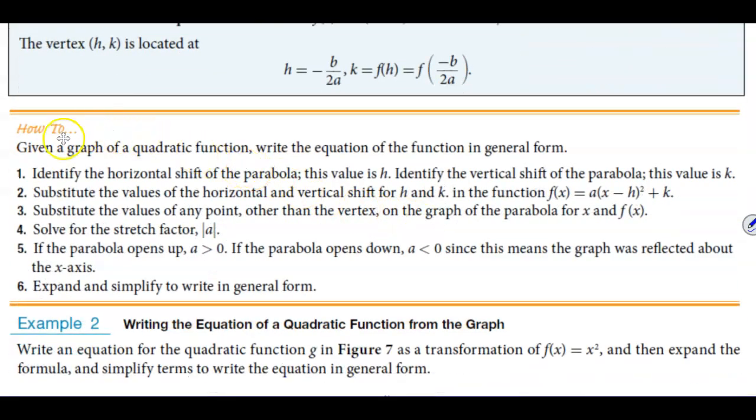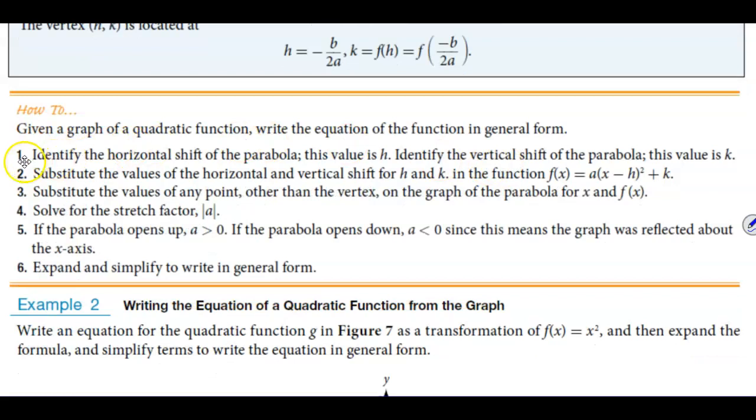Now, if we're given a graph of a quadratic function, we want to be able to know how to write the equation of the function in general form. The first step is to identify the horizontal shift of the parabola. This value is h. We identify the vertical shift of the parabola, and this value is k. We're going to substitute the values of the horizontal and the vertical shift for h and k in the function f(x) = a(x − h)² + k.